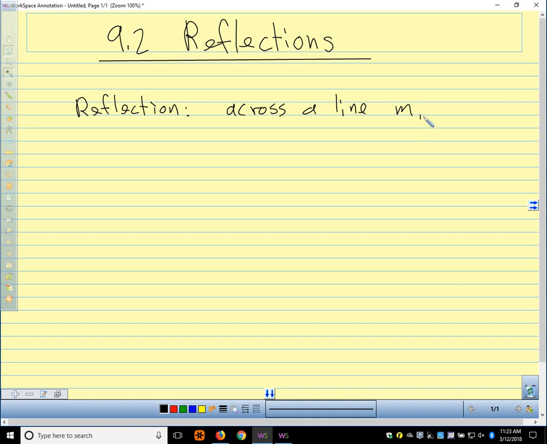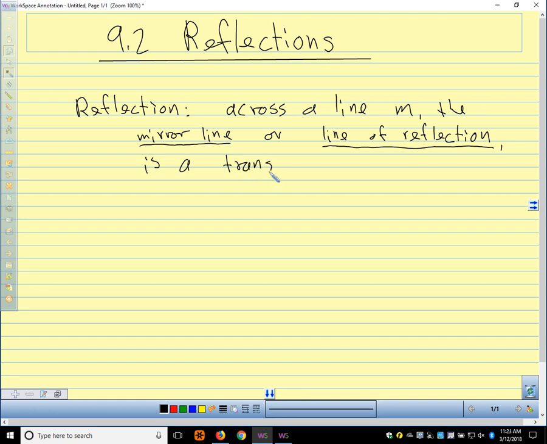And line M is either the mirror line, I think that's the term that you'll hear the most, or the line of reflection. Usually you'll hear mirror line. A reflection is a transformation, and I could say a rigid motion, a transformation where these things happen.